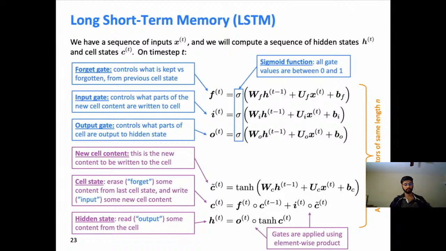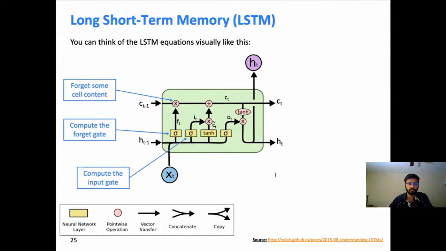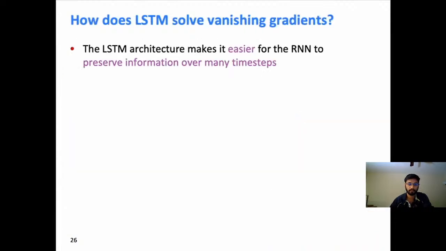Any other questions? Okay, so that's LSTMs, and LSTMs were introduced to try to solve the vanishing gradient problem. So the question is, how exactly is this architecture making the vanishing gradient problem any better?